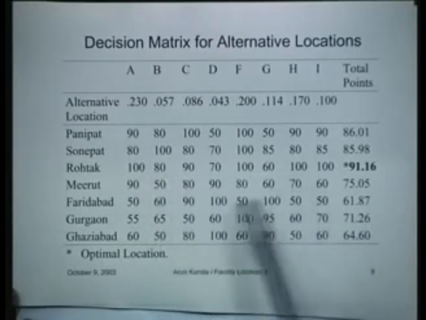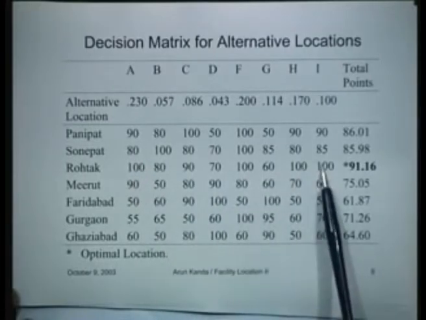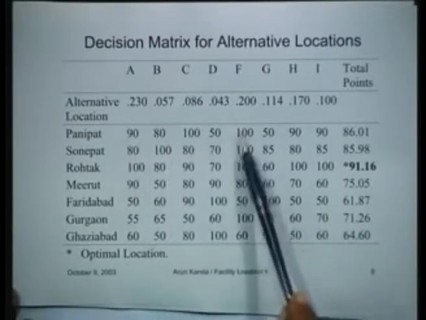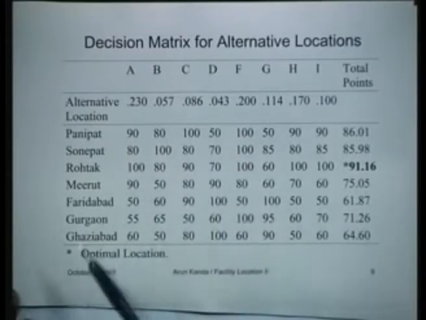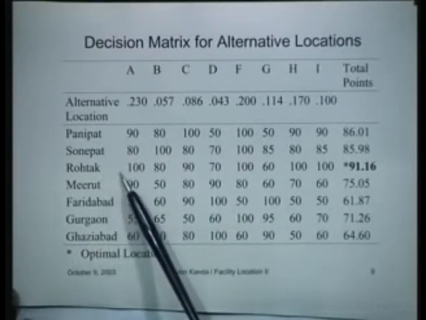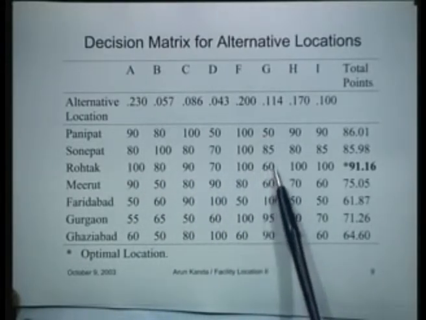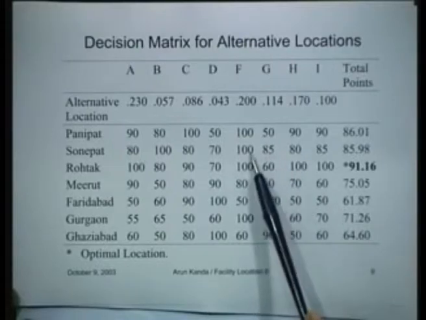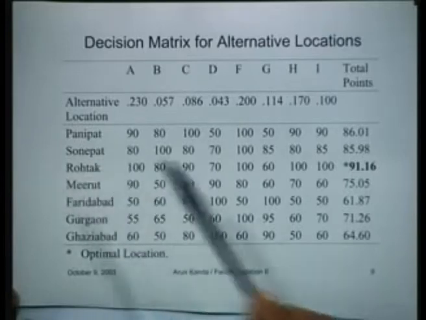What this means is that Rohtak was best on 4 of these various objectives, whereas Panipat was best on only 2 of these objectives. Sonipat was best on only these 2 objectives. And then let's see where Rohtak was the worst on this particular factor, that is 60 marks, but this was even worse on this factor, and this was slightly better, but then it was best. So on the whole, it seems that Rohtak would be the optimum location.